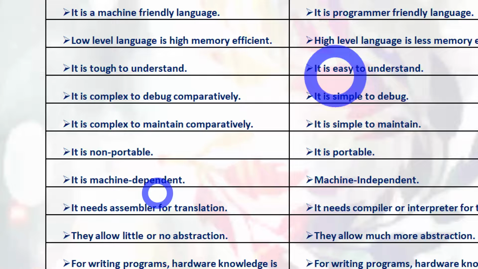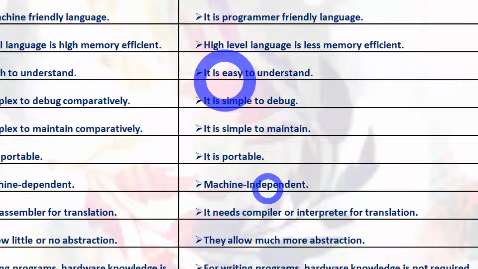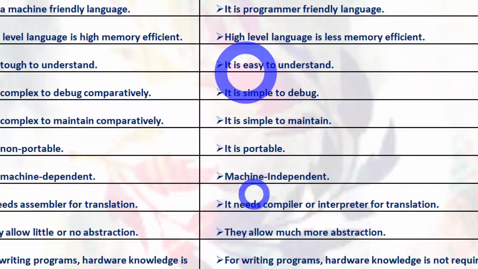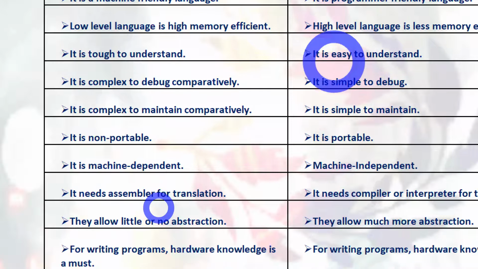It is machine dependent. Low level languages are machine dependent, I said, right? Because these languages are given completely low level instructions, machine level instructions, that depend completely upon the architecture and the machine. But high level languages are given instructions at a high, top level. They do not depend upon any system or architecture. So high level languages are machine independent.